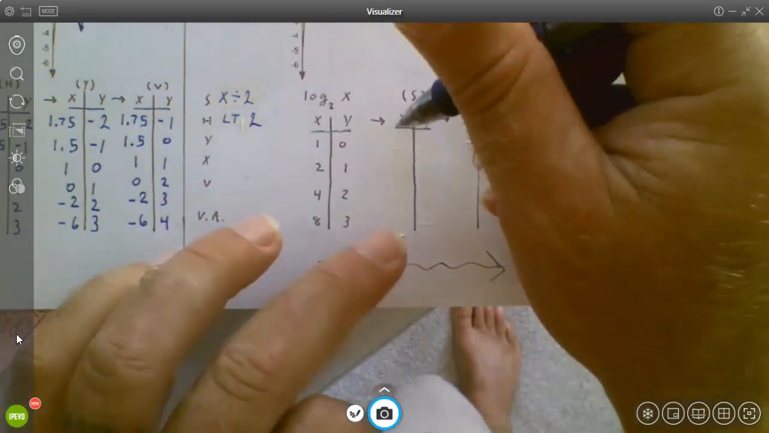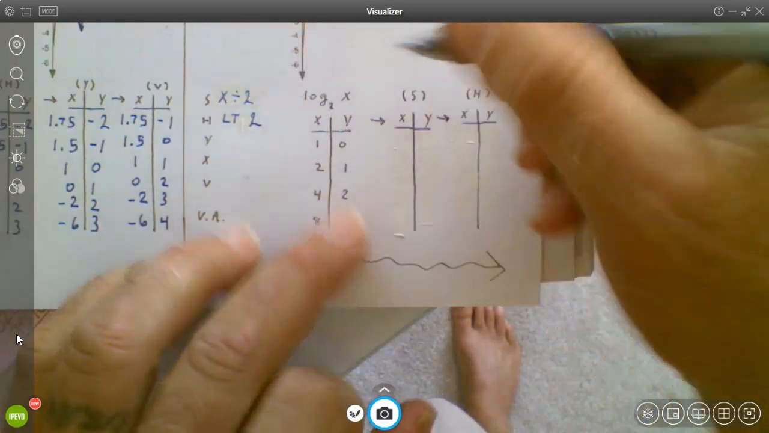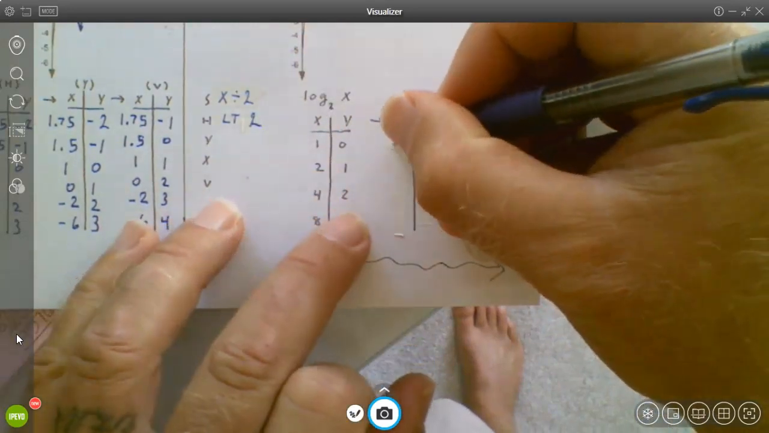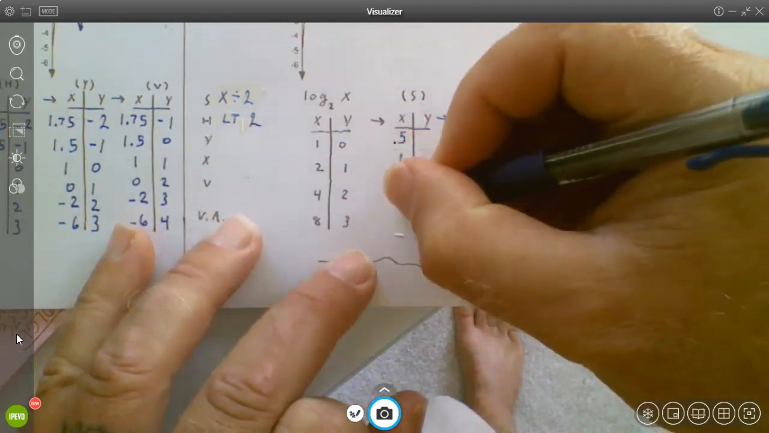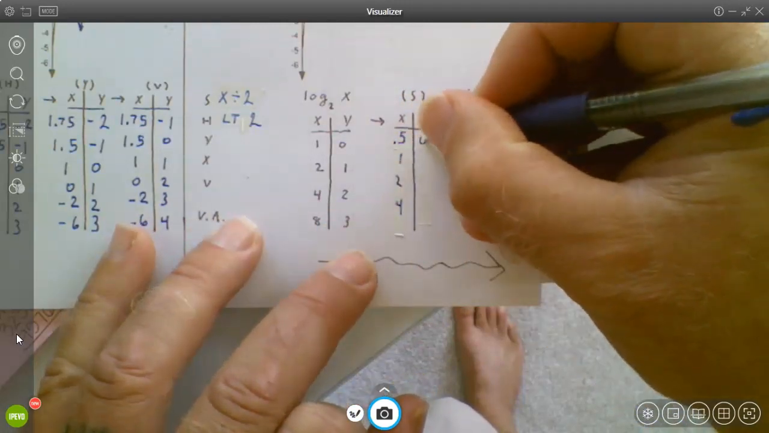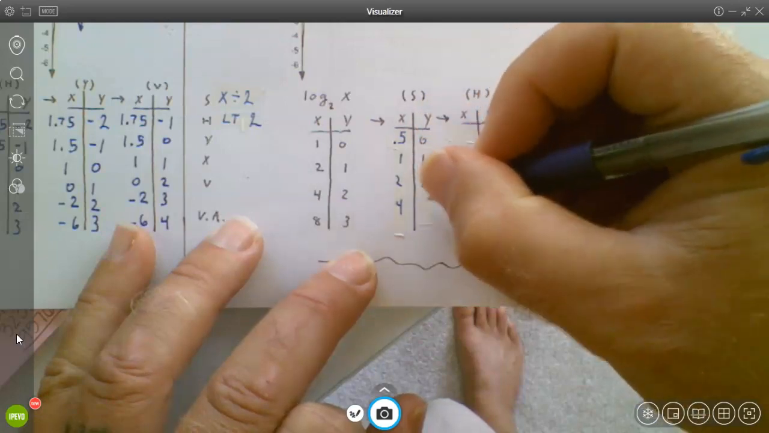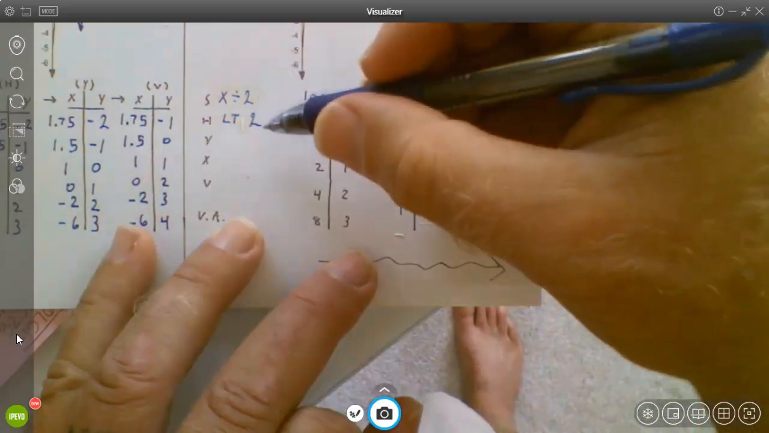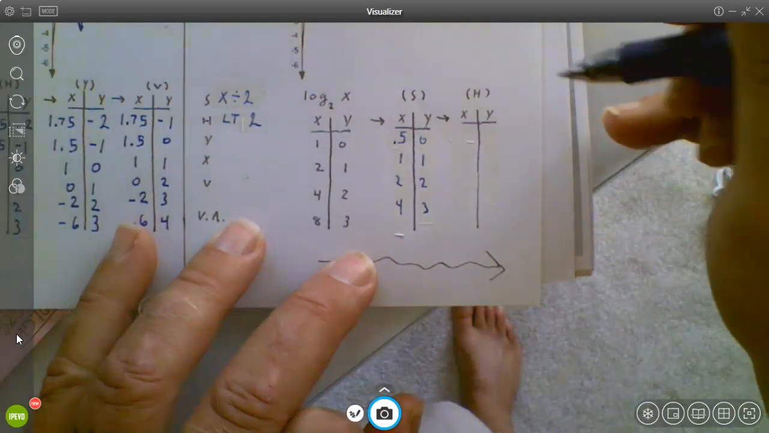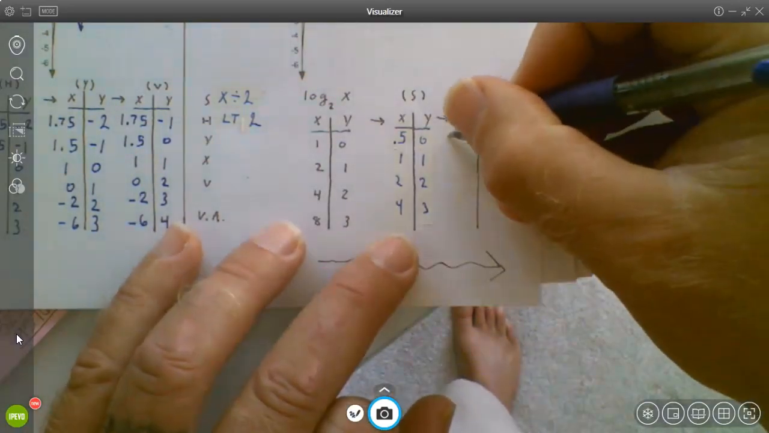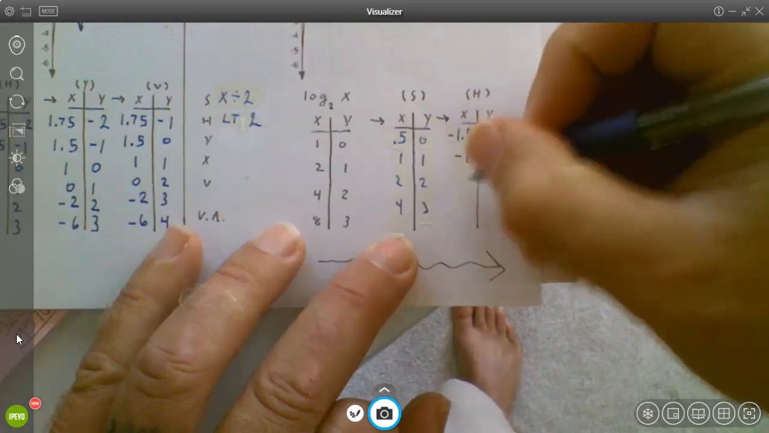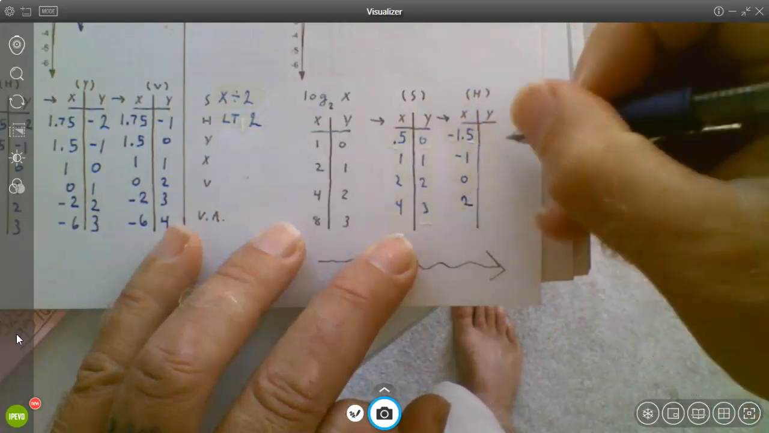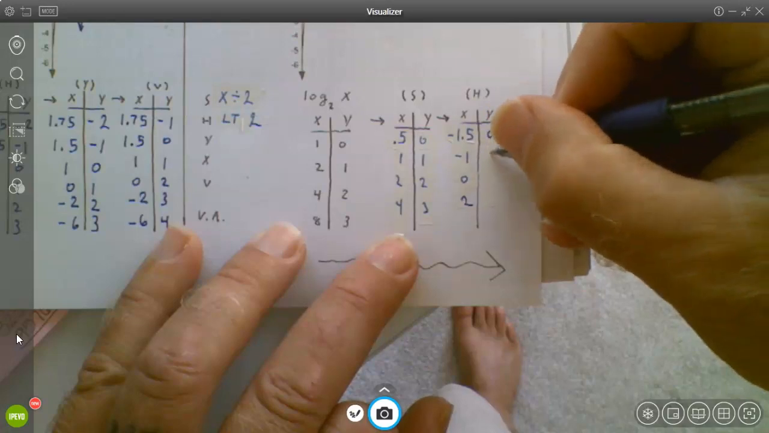Let's apply those, see how this goes. So if I take my x's and divide by 2, I get 0.5, 1, 2, and 4. I have not done anything to the y values, so they're going to stay. Now I'm going to go left 2, so subtract 2 from my x's, and I get things like negative 1.5, negative 1, 0, and 2. Again, my y values have not changed.